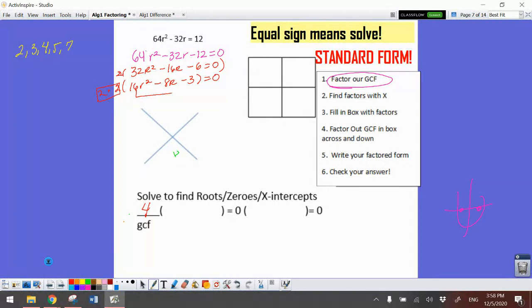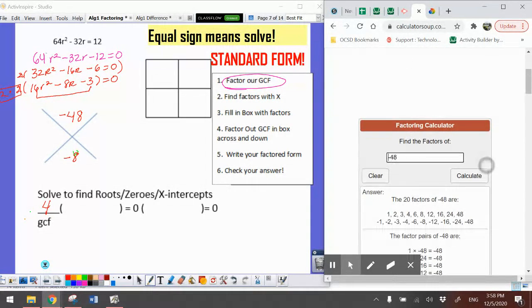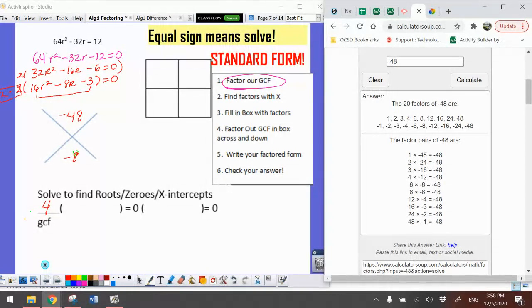So now I have my A and my C. So 16 times negative 3, that's a negative 48. And my negative 8 is going to go here. So I need factors of 48 that are somehow going to give me a negative 8. So let's put in negative 48. And let's take a look at it. So where do you see some way that I can get a negative 8?